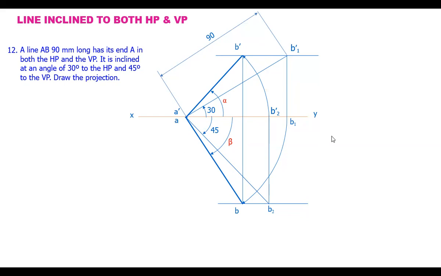So this is the way of drawing the problem when one end of the line is in both HP and VP. Hope you had understood this topic very well, and let's meet in the next video with another topic.